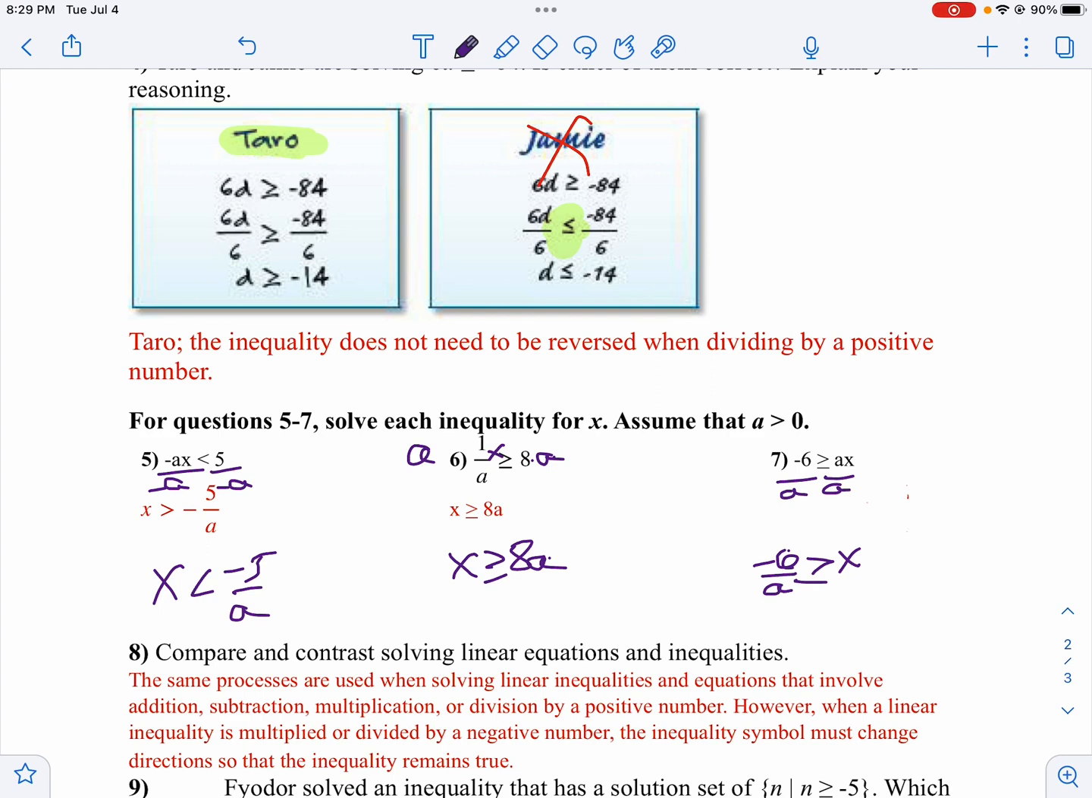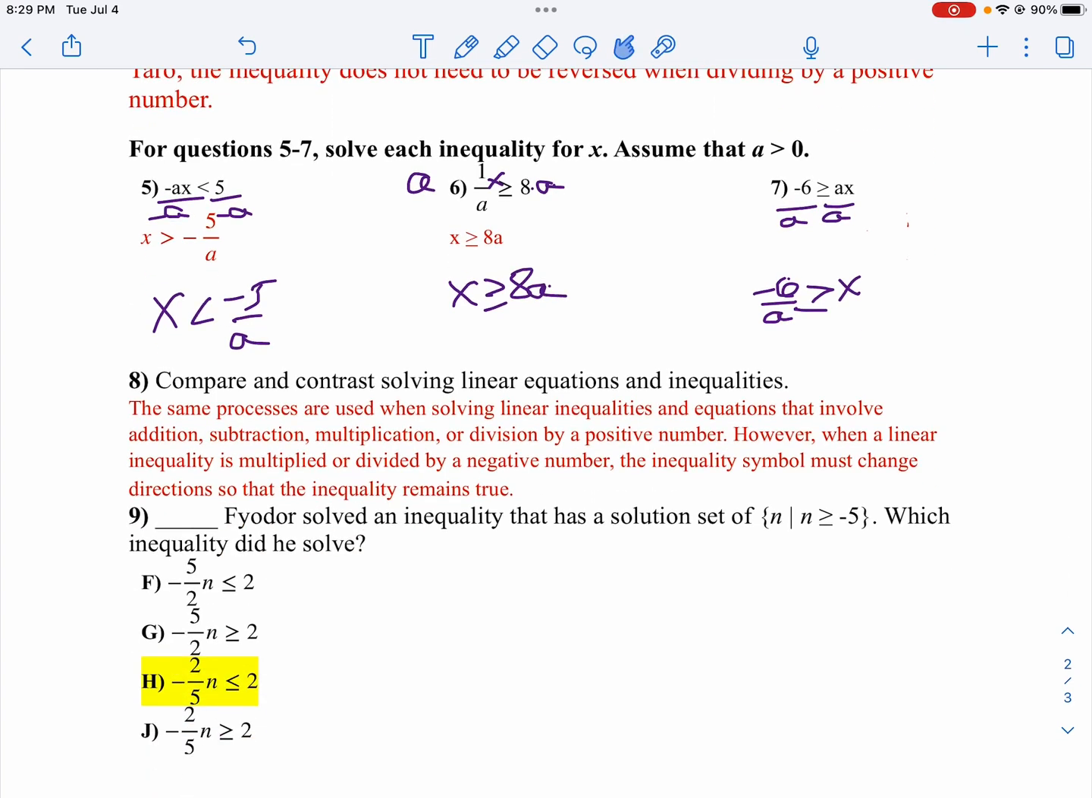Okay, and number 8. There's more than one correct answer. You pretty much solve them the same way, okay? Except when you multiply or divide by a negative in an inequality, you've got to flip the inequality sign.